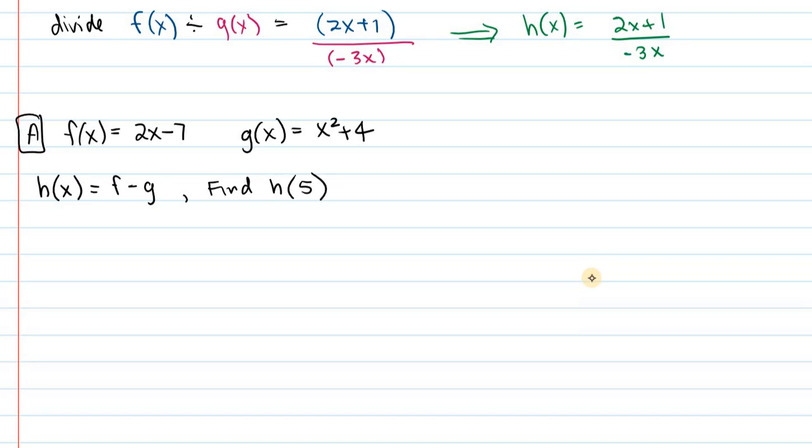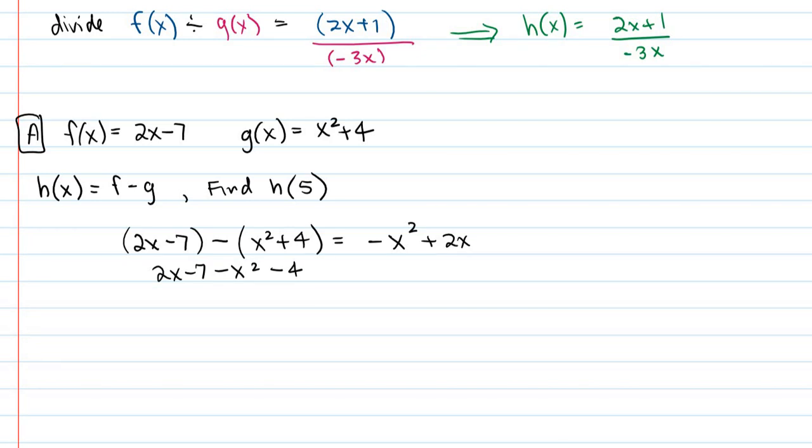Okay, so I'll start with f of x, that's 2x minus 7. And then I'm going to subtract from that my g of x, which is x squared plus 4. So be careful with signs here. This would be 2x minus 7 minus x squared minus 4. When I combine everything and put it in standard form, I have negative x squared, plus 2x, and minus 11. So my new function, h of x, would be negative x squared plus 2x minus 11.